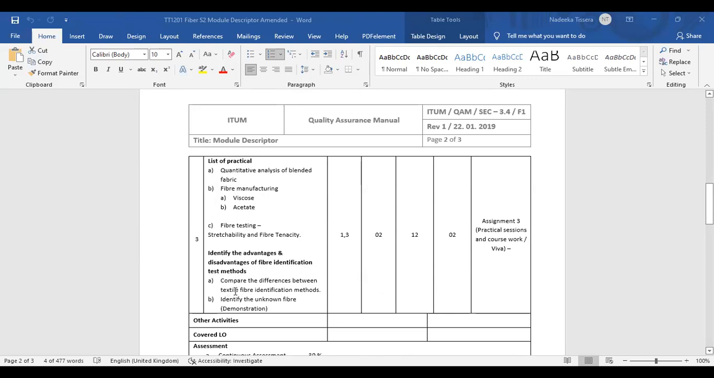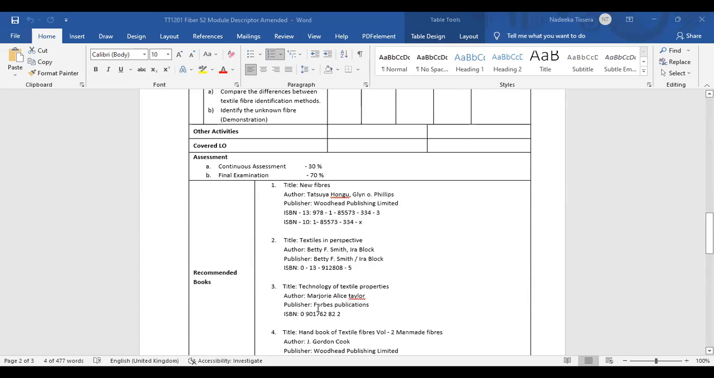Compare the difference between textile fiber identification methodologies and identify an unknown fiber. You will be given an unknown fiber and asked to tell us what type of fiber it is, just by using all the fiber testing methodologies that you are knowledgeable of. All right.